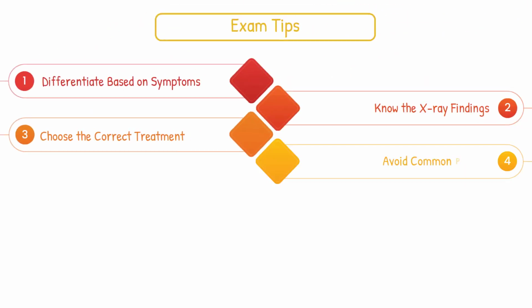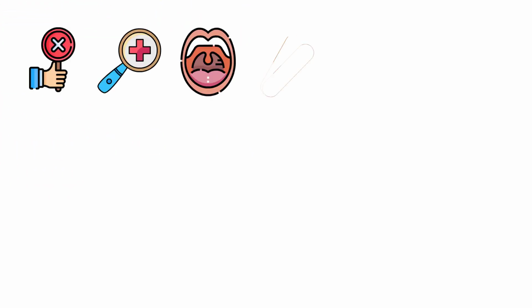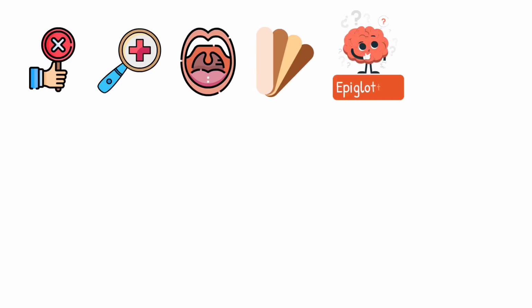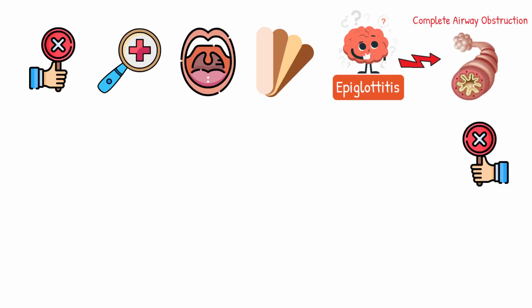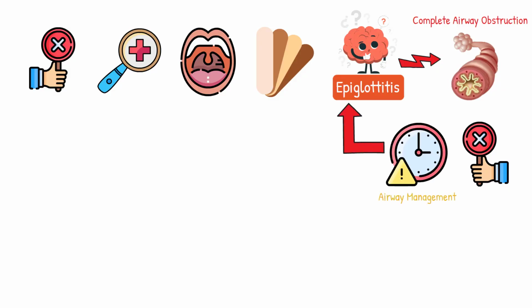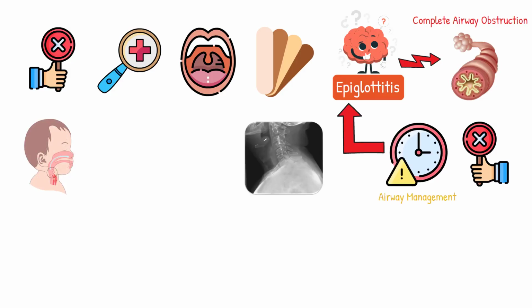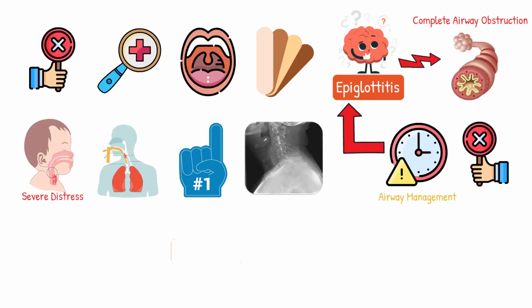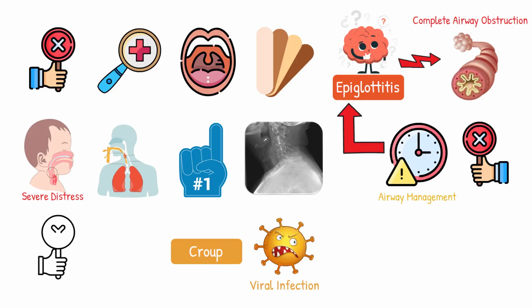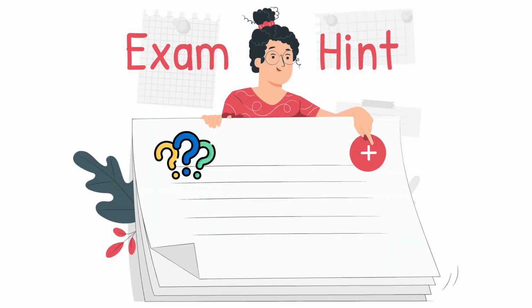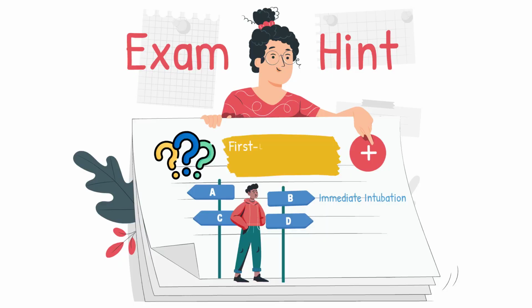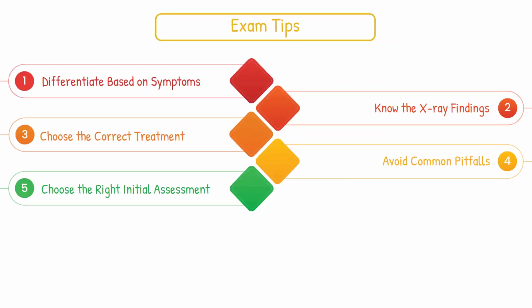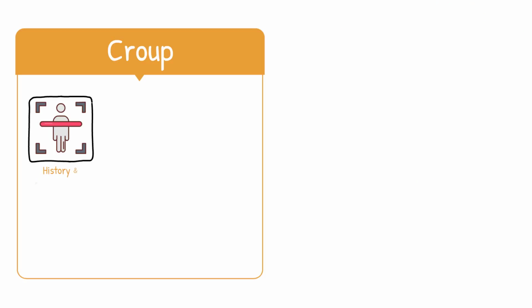There are several critical mistakes to avoid when managing these conditions. As previously mentioned, never attempt to examine the throat with a tongue depressor because it could lead to complete airway obstruction. Additionally, airway management should never be delayed for diagnostic testing. If a child is showing signs of distress, always intubate first. For croup, remember that it's a viral disease, so antibiotics are not appropriate. And one final exam tip is that if the question offers immediate intubation as an option for epiglottitis, it is likely the correct answer.